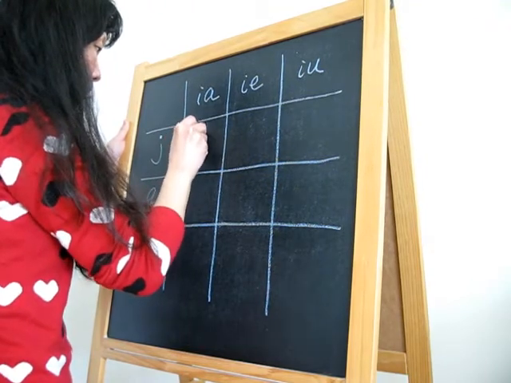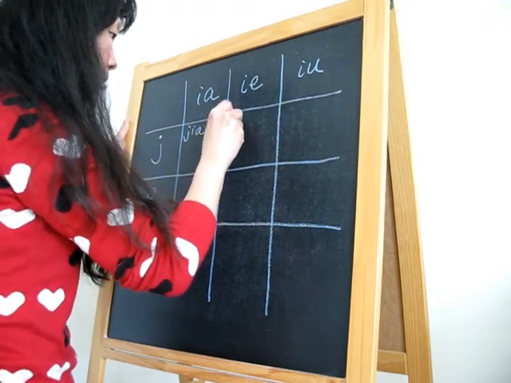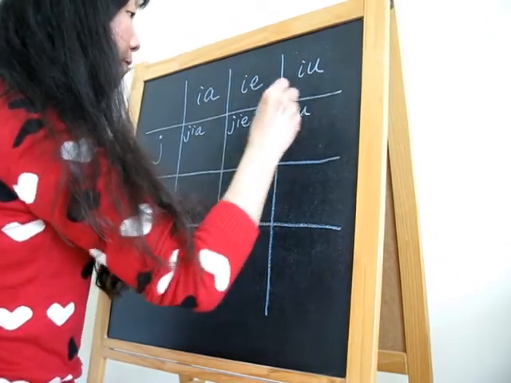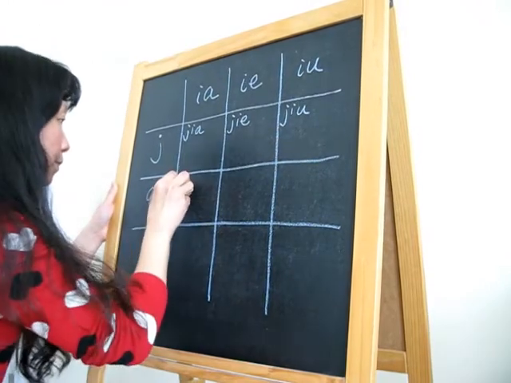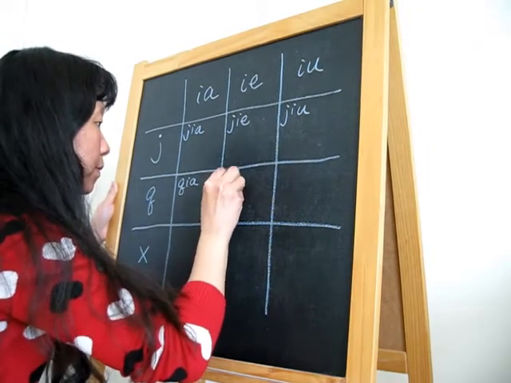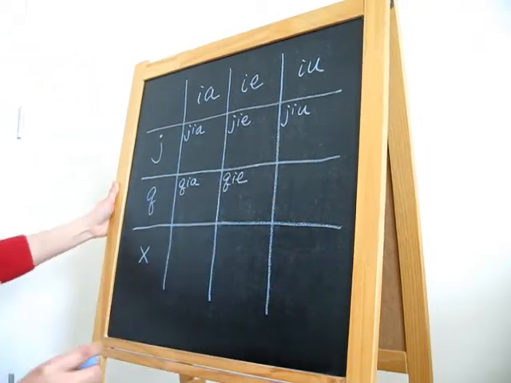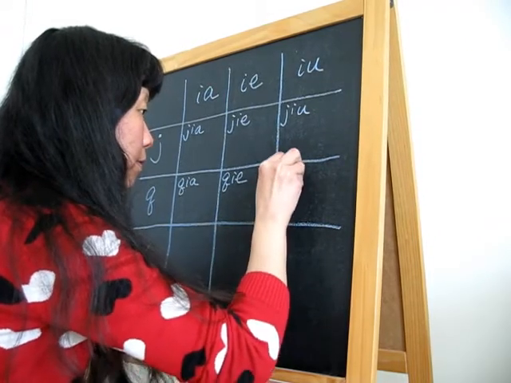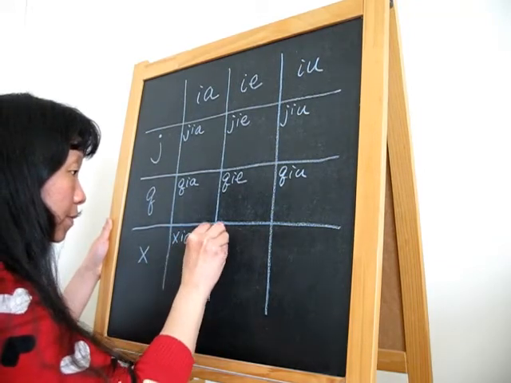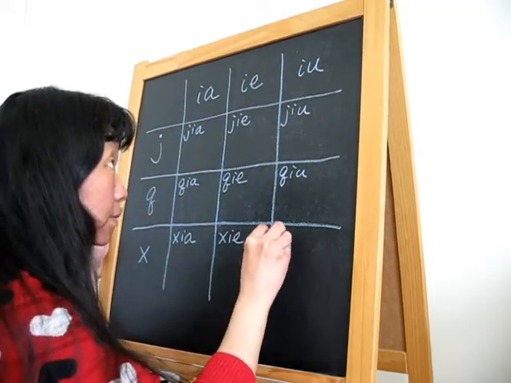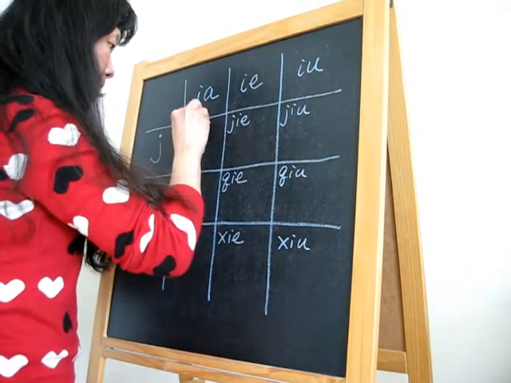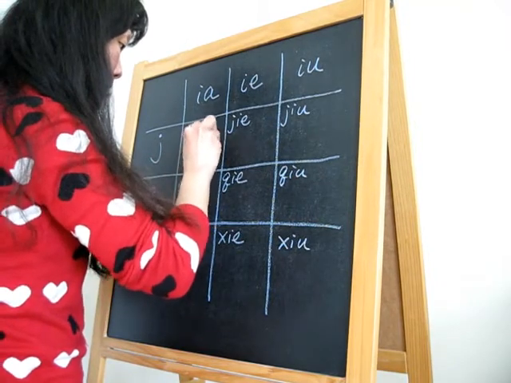So when you put combinations together, it's pronounced as jia, jie, jiu. Second row will be qia, qie, qiu. And then xia, xie, and xiu. It happens that for all the 9 blocks, we have corresponding characters for these sounds.